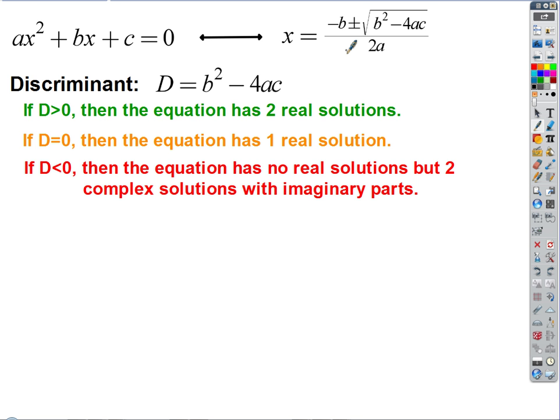Now, see if you can make a prediction here. What part of the quadratic formula is going to determine whether or not we have i's in our answer, whether they have imaginary parts? It's got to be the part inside the radical, because the i's come from the square root of a negative number, right? That part that sits inside the radical, we call the discriminant. A lot of times we'll just assign a capital D to it. Capital D for discriminant.